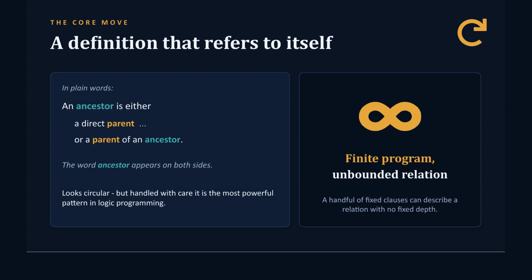Here is the core move. A recursive definition refers to itself. Take the relation ancestor. An ancestor is either a direct parent, or a parent of an ancestor. Notice the word ancestor appears on both sides. That looks circular, and if we are careless it can be. But handled correctly it is not a trap, it is the most powerful pattern in logic programming.